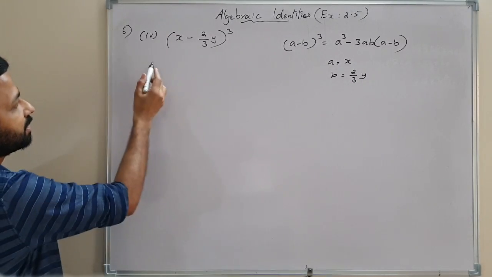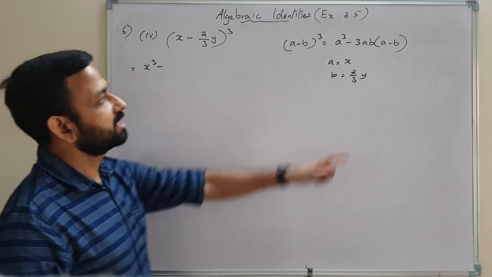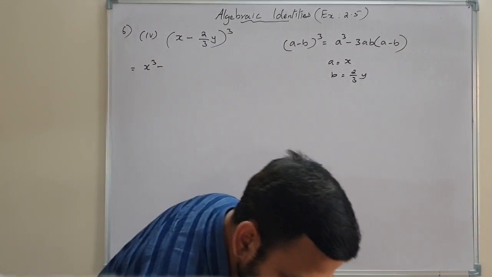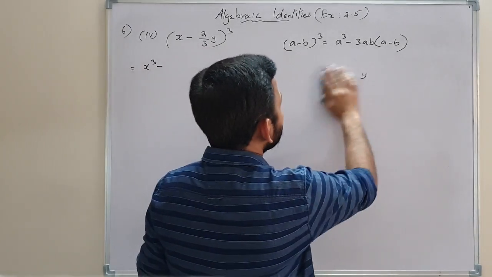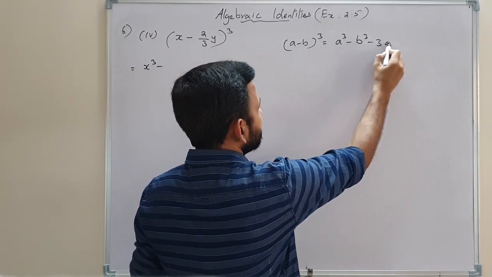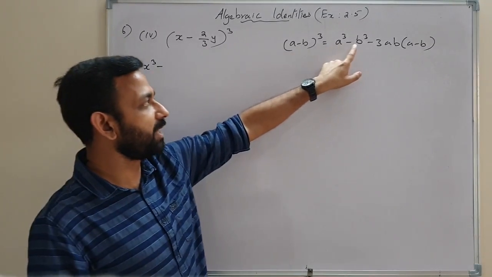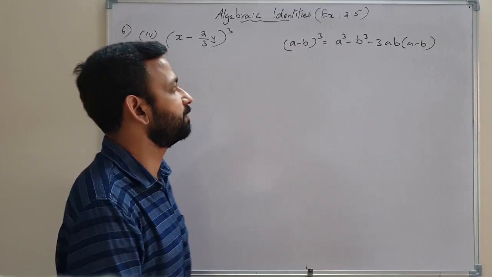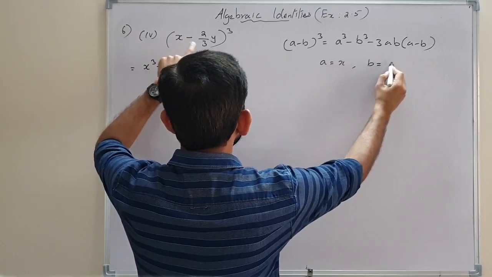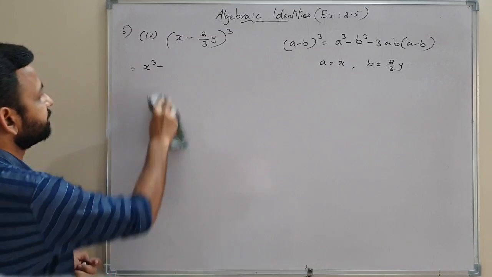Then a cube is x cube minus 3ab, sorry, in the identity I made one mistake. So here a minus b whole cube is equal to a cube minus b cube minus 3ab into a minus b. This is the identity. And here in the place of a we have x and b equal to 2 by 3y. Now we can expand by using that identity.